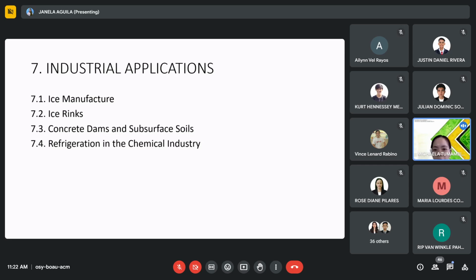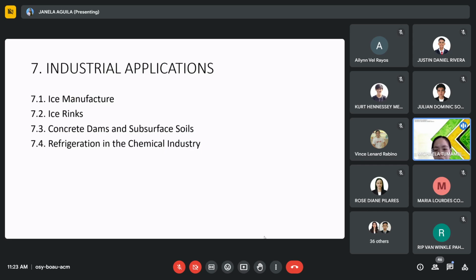So sa ice manufacture, it involves the production of ice on a large scale using industrial refrigeration systems. So this system typically uses a refrigerant to absorb heat from water, causing it to freeze into ice. Example for this is yung pagproduce ng ice in various forms including ice cubes, crushed ice, and block ice. It is used then sa pagpreserve ng perishable food items, chilling beverages, and providing cooling in industrial processes.